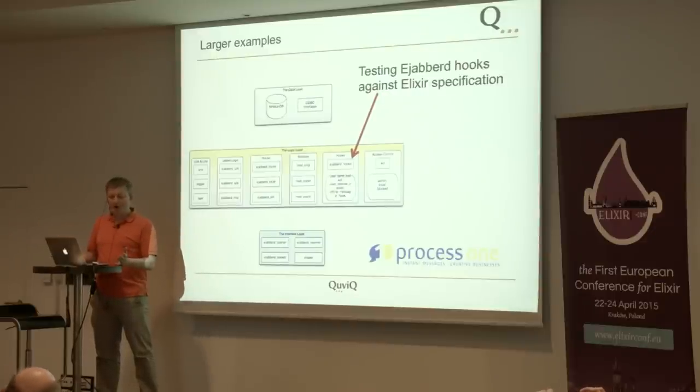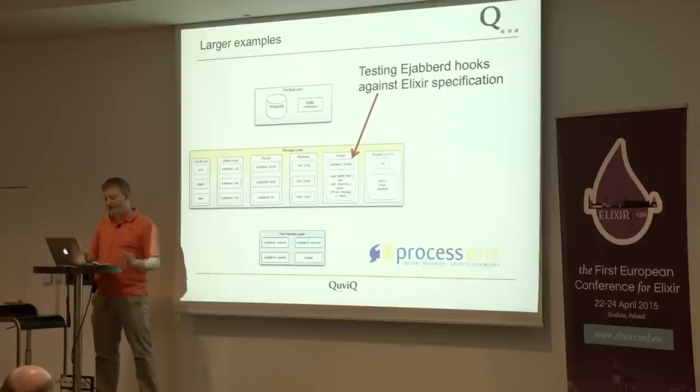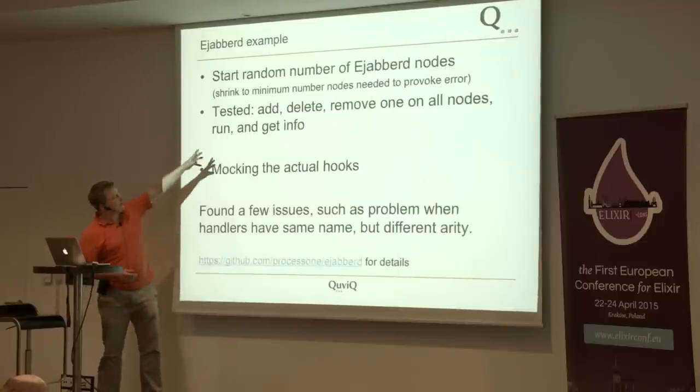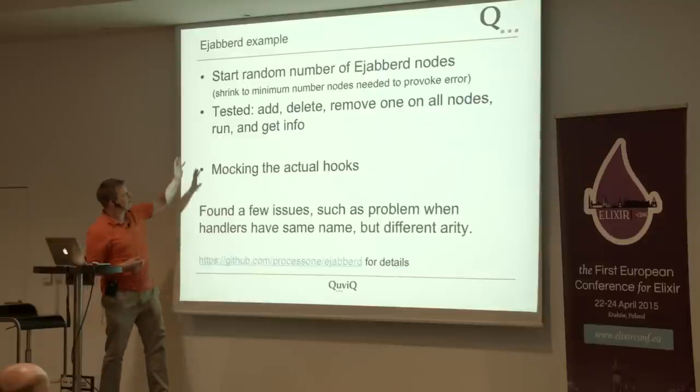How are we sure that this works? So we made a QuickCheck model that actually tests all the combinations of updating and deleting and removing and makes sure that things work. You start a number of eJabberD nodes, and the nice thing is you shrink to the minimum number of nodes that are necessary to provoke a certain error. That's a nice feature there.